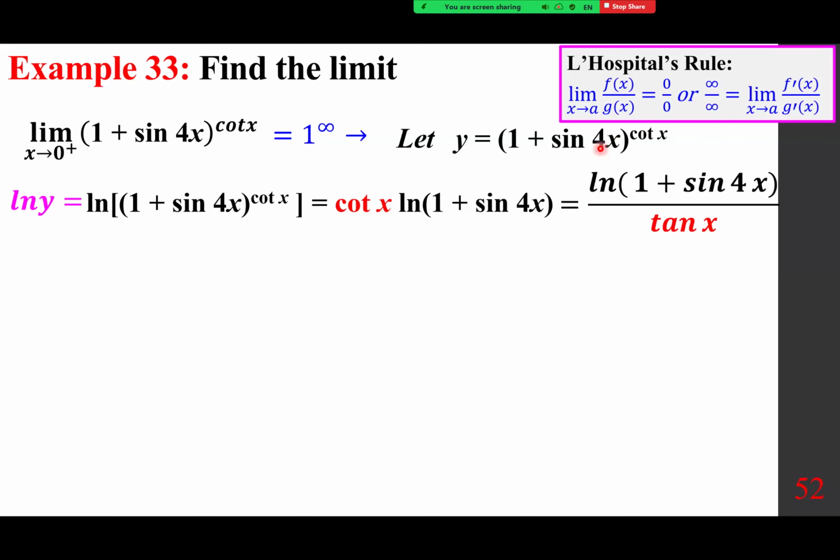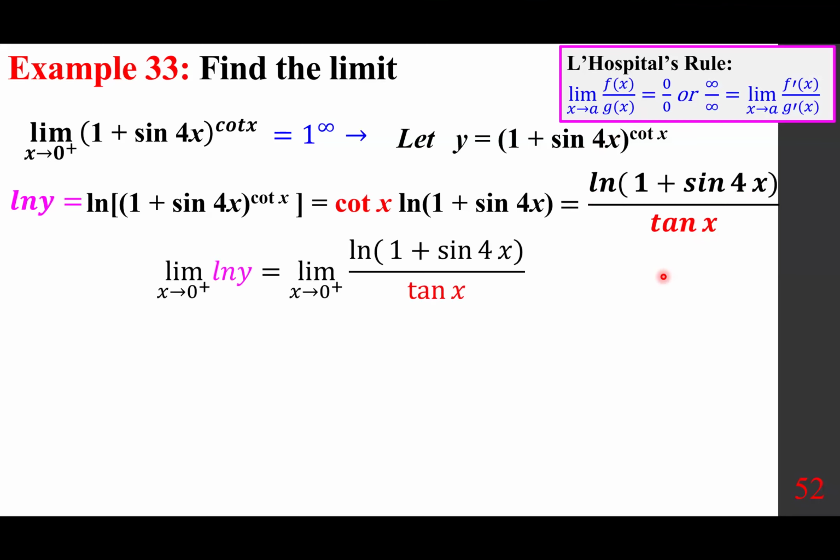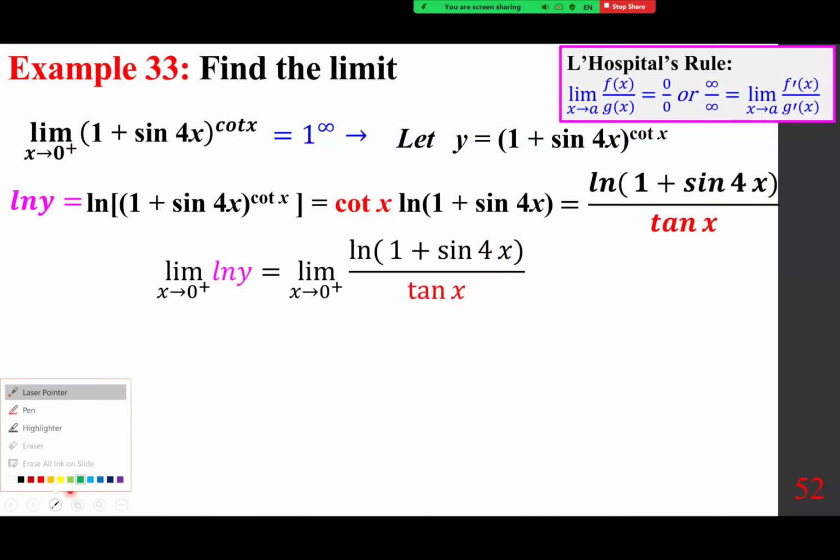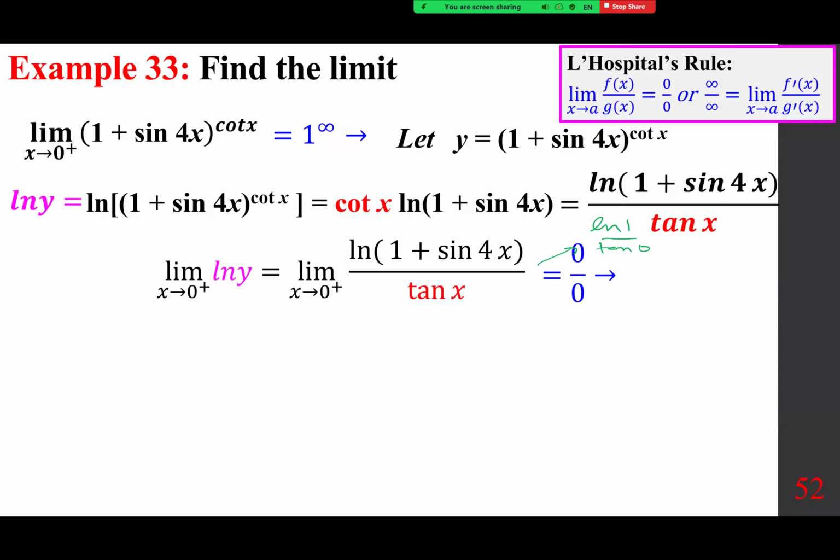We're going to take the limit of this, and whatever the answer is, remember, the answer to the question becomes e to that power. So we're going to take the limit of ln y as x approaches 0 from the right. Tan of 0 is 0, sine of 0 is 0. If you plug in, you get ln of 1 over tan of 0. ln of 1 is 0, tan of 0 is 0. 0 over 0. We can use L'Hopital's rule.